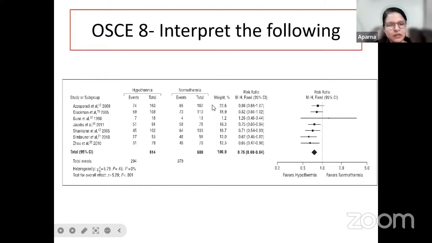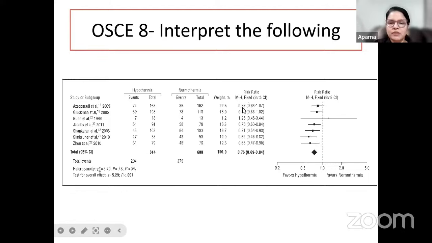So this particular forest plot that we are seeing here looks at the meta-analysis of the effect of therapeutic hypothermia versus normothermia, or maintaining normal temperature, in newborns with perinatal asphyxia, with the outcome of death. You can see that in each of these studies, the events and the total number of patients have been given in the various columns. You also have a column that shows weight in percentage. This represents the weight or the importance of this particular study for the whole meta-analysis. And in each study, we have a risk ratio or a relative risk for the outcome.